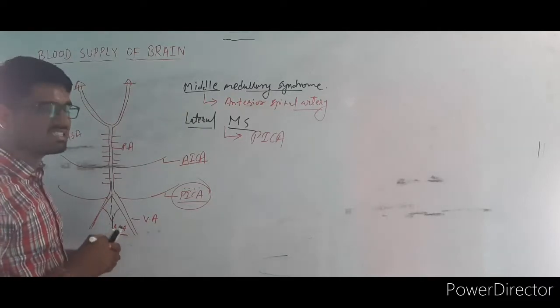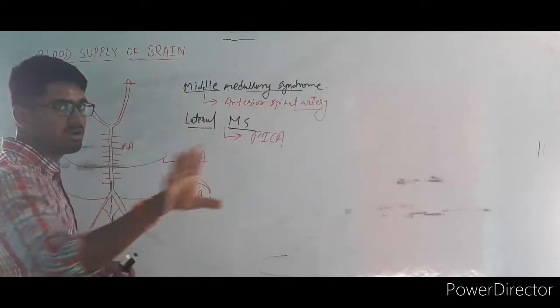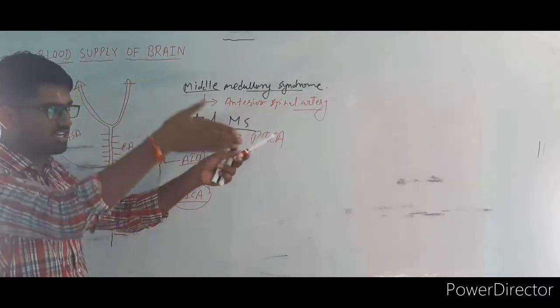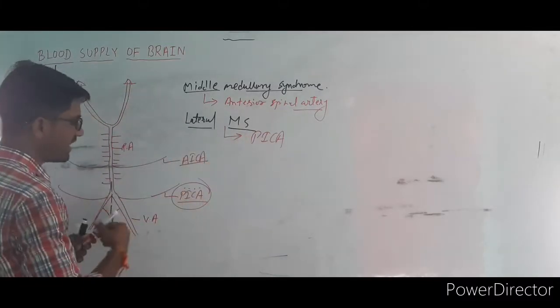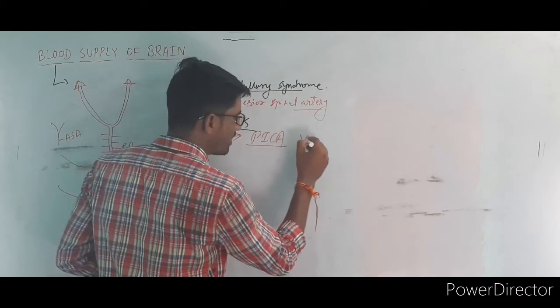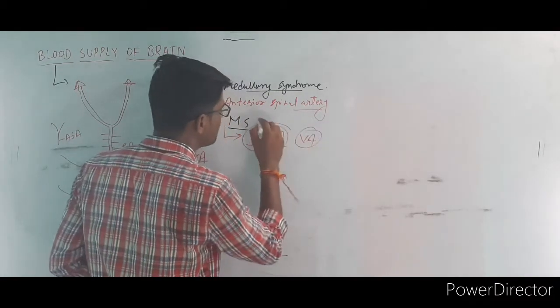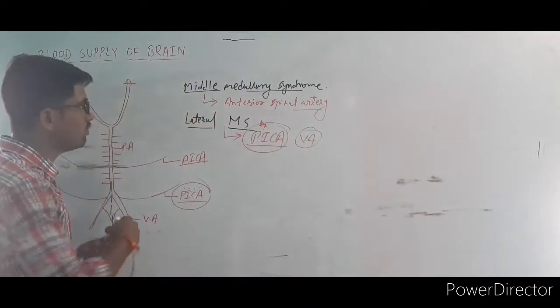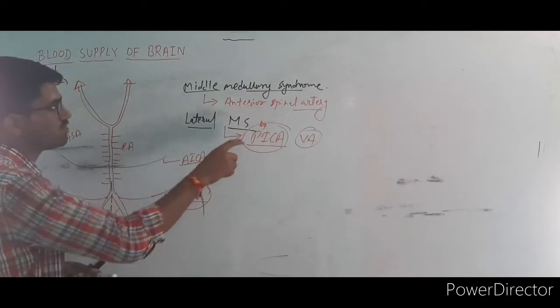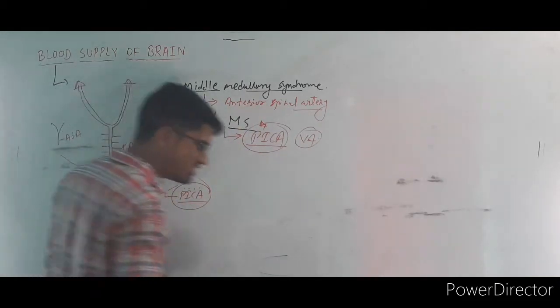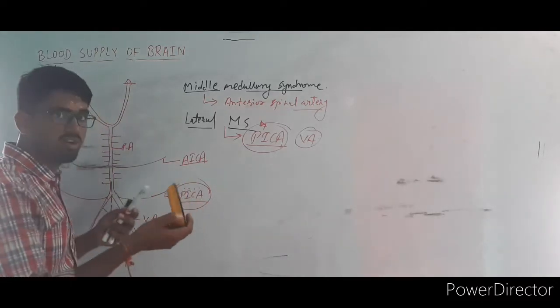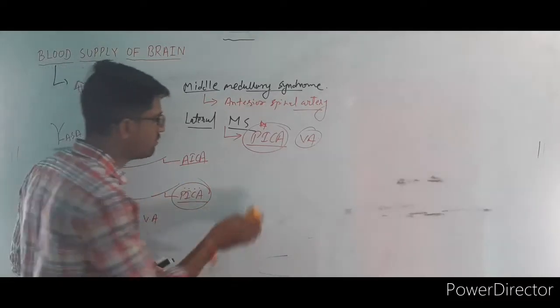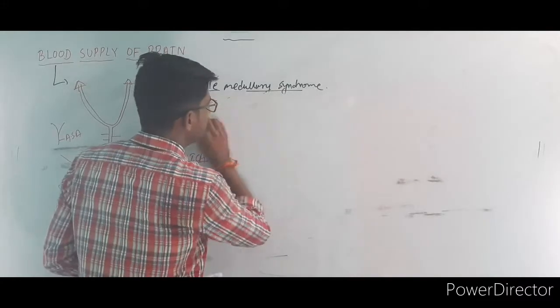So this is very easy. You should have the concept. Medial medullary syndrome: anterior spinal artery. Lateral medullary syndrome: PICA. Sometimes the vertebral artery also, but mainly it is the PICA only, right? So the medial medullary syndrome and the lateral medullary syndrome are done. What the symptoms can be and which structures will be affected, you have to see in physiology.